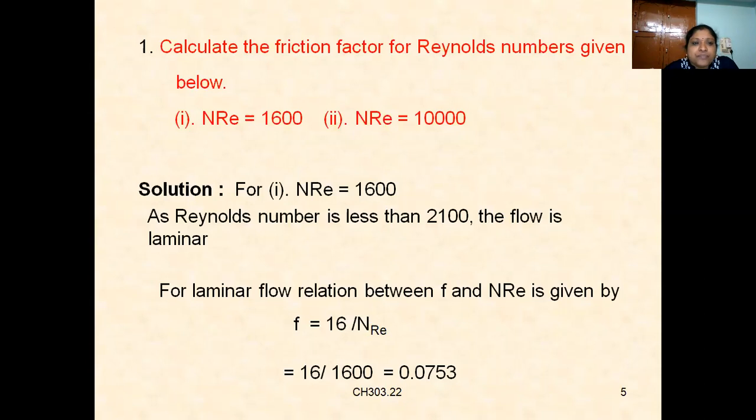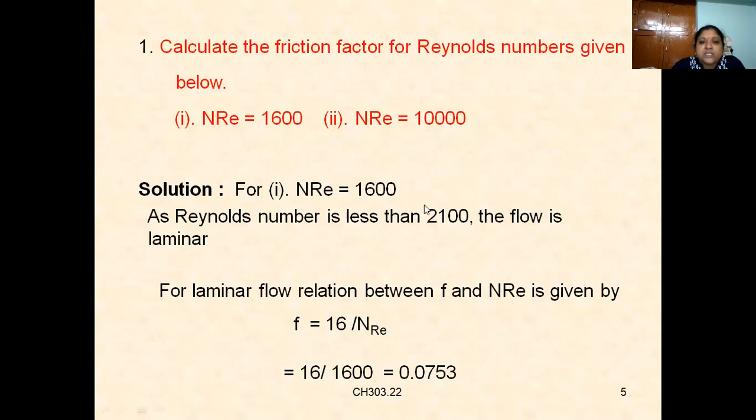Coming to the solution, first bit we'll solve first, that is NRe equal to 1600. NRe is the Reynolds number, and its value is given as 1600. This Reynolds number is less than 2100, that is, the flow is laminar. When NRe is less than 2100, the flow is laminar. When NRe is greater than 4000, the flow is turbulent. And when NRe is in between 2100 and 4000, the flow is transition, that is, it may be laminar or turbulent. This we already know in the first chapter itself. The flow pattern is decided based on the value of the Reynolds number.